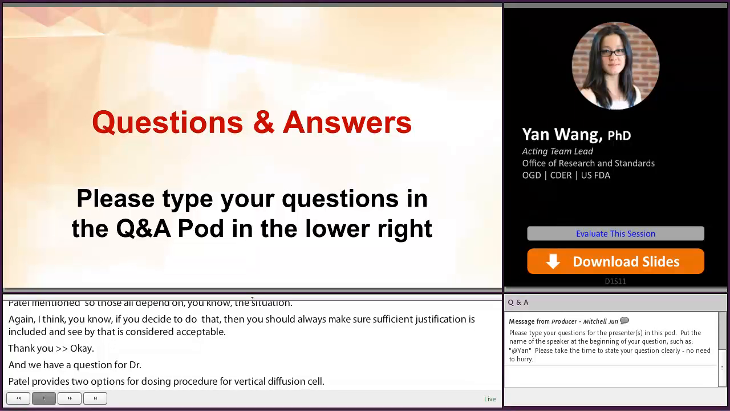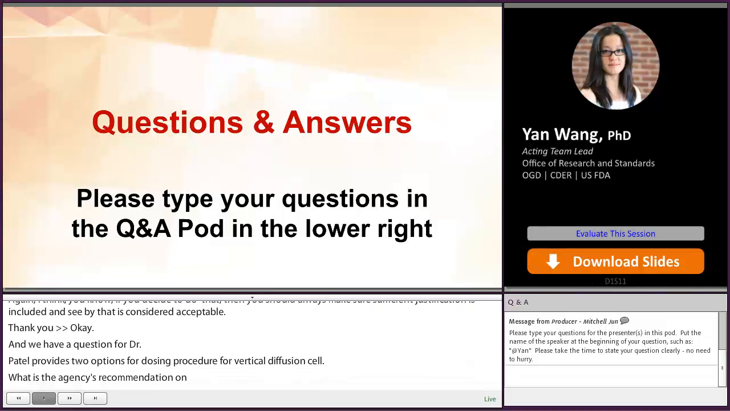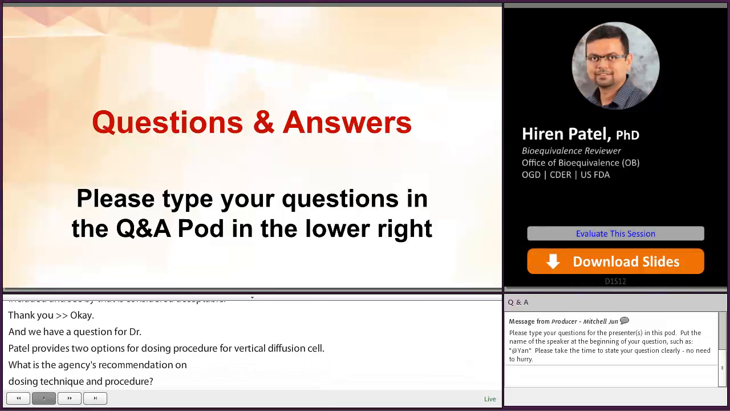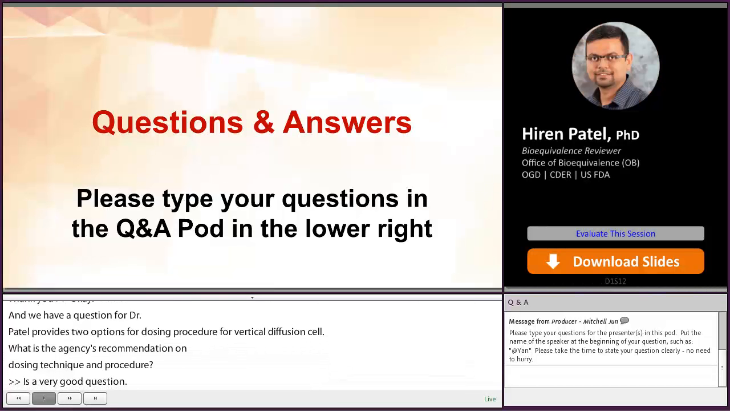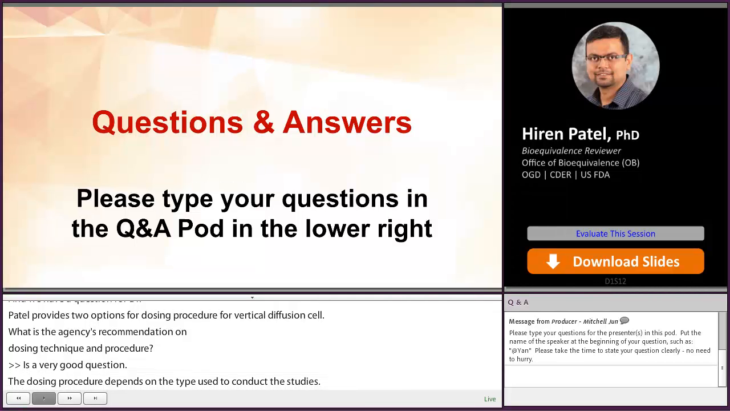It is a very good question. For USP 1724, the dosing procedure depends on the type of apparatus used to conduct the IVRT studies. The dosing procedure is different when you follow the model A versus model B and C, and I would suggest to follow the manufacturer's protocol for the dosing procedure.